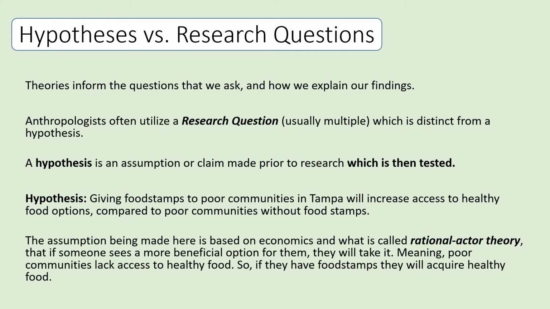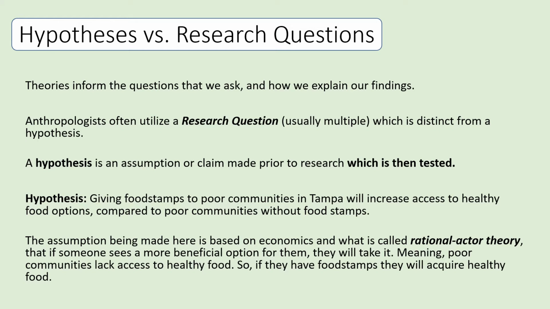Giving, again, another example here that I've mentioned previously in the semester, a hypothesis concerning food banks or food stamps could be: giving food stamps to poor communities in Tampa will increase access to healthy food options compared to poor communities without food stamps. Basically, you can test this hypothesis. If this hypothesis does not reflect reality, you have not proven that this is the cause. In fact, you have supported the null hypothesis. And the null hypothesis basically is there's no clear connection here that can be seen.